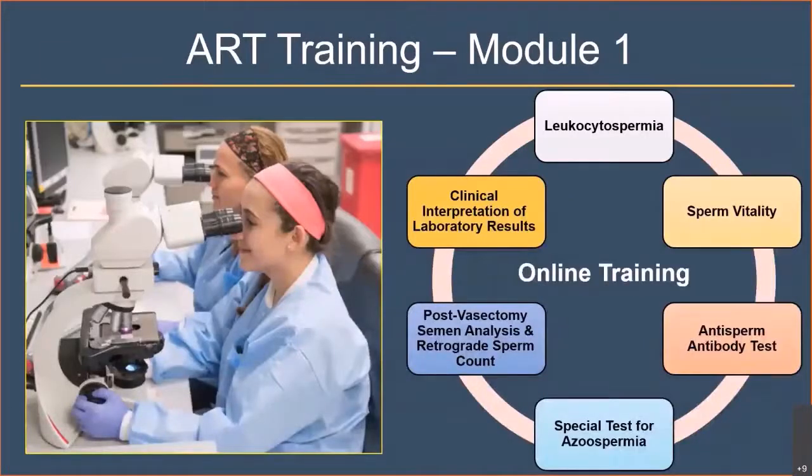So this is our program today in a diagram. As you can see, the last lecture is going to be by our clinician, who's going to really put it all together to explain what these tests really mean to you.